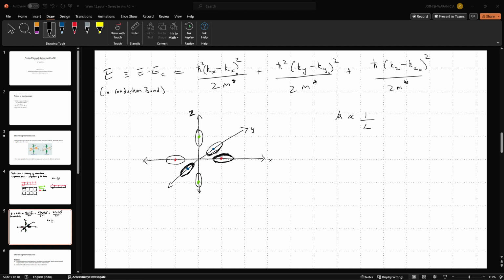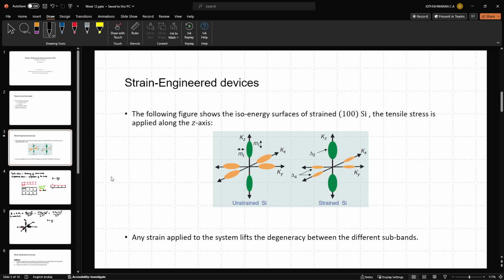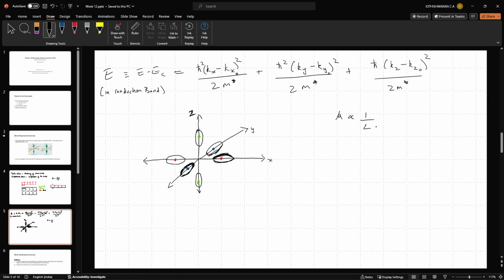So this expansion that we see here is due to the strain that is applied. Okay, and what does this lead to? What this leads to is we will now have two cases, two effective masses. We will have ML and MT. Typically MT is less than or equal to ML, and ML will be in 2 lobes, and MT will be in 4 lobes.